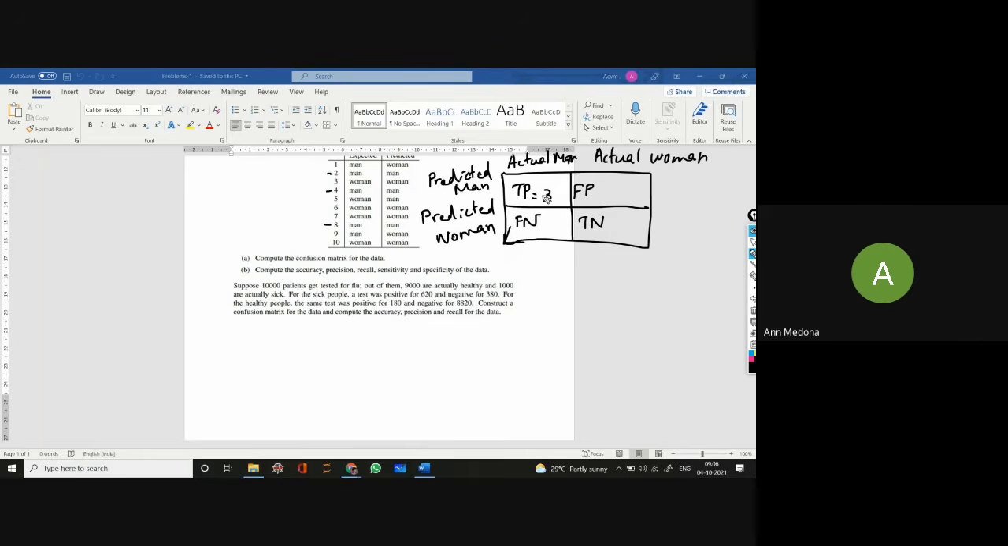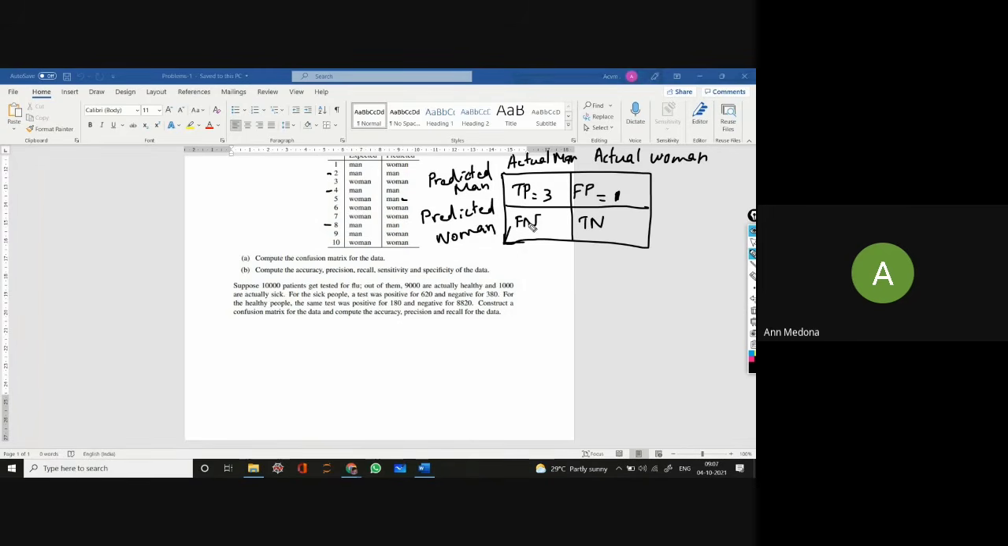Next we need to find the false positive. False positive is where the actual value is woman, but the predicted value is man. Here this fifth one is given as woman, but it is predicted as man. This is one. Only one. So the false positive value will be equal to one. We have only one sample in which the expected value is woman, but it is predicted as man.